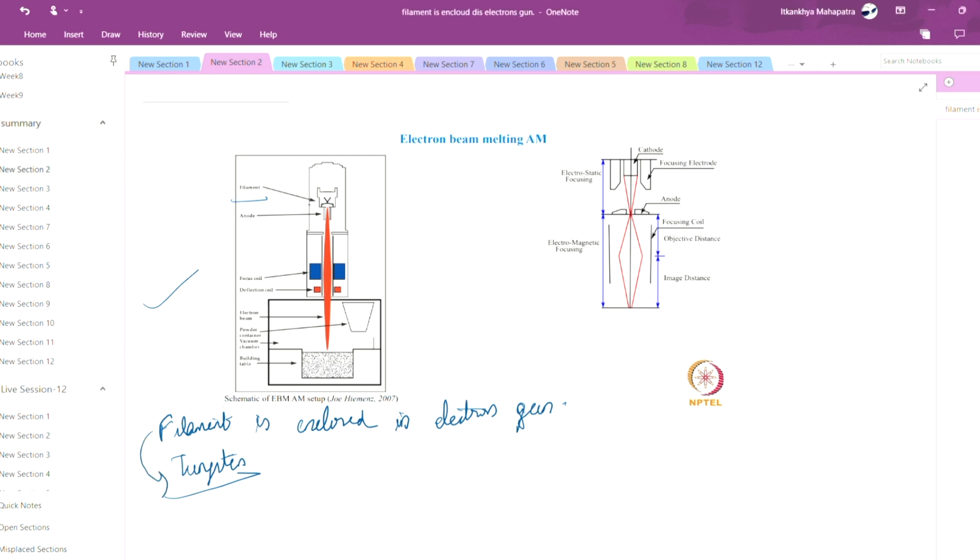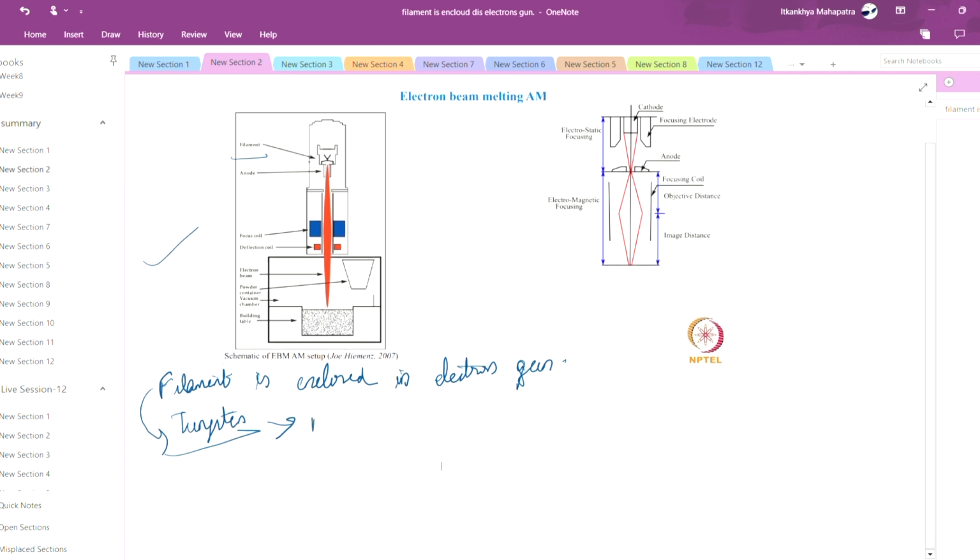It is made of tungsten because its melting point is very high, 3422 degrees Celsius. So we provide a temperature input of around 2500 to 3000 Celsius.